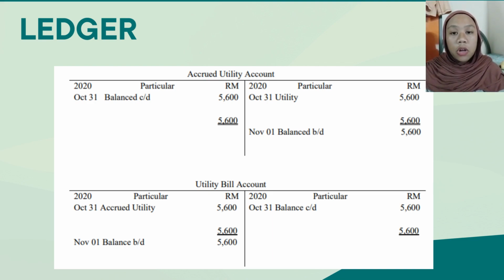For debit side, October 31, accrued utility will be 5,600 and the total will be 5,600. For credit side, October 31, balance CD will be 5,600 and the total will be 5,600. November 1, balance BD will be 5,600.